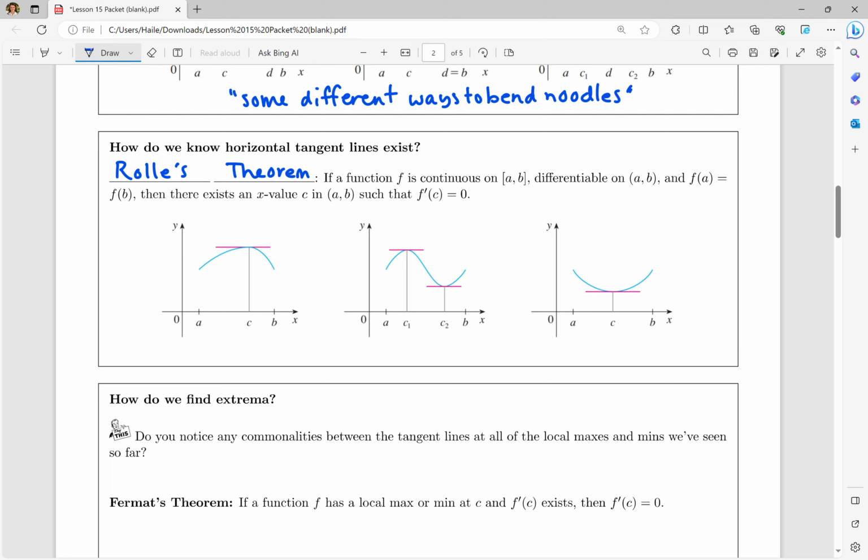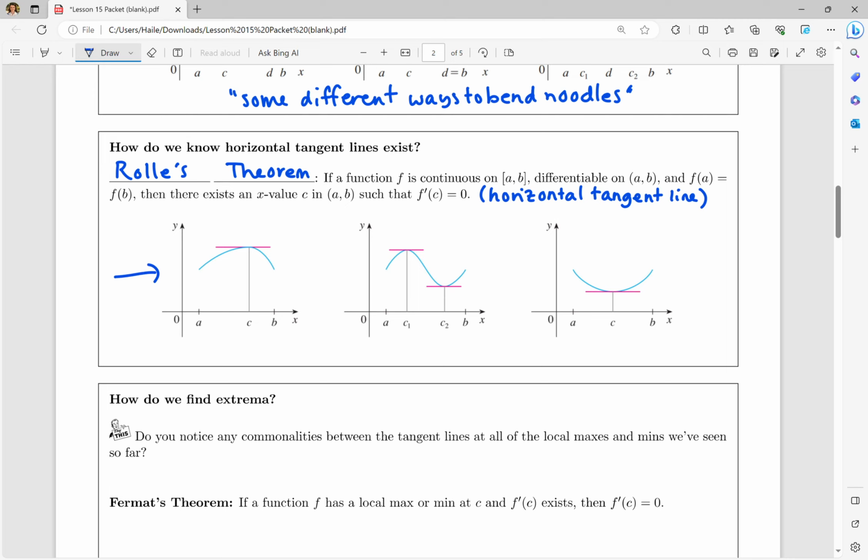Okay, so below we have again some graphical representations of this theorem. Basically if we have a curve that's a cooked noodle again, continuous and differentiable, then there is going to be a place where the derivative is 0, meaning that we get a horizontal tangent line. All right. So some examples of horizontal tangent lines are given in these graphs below.